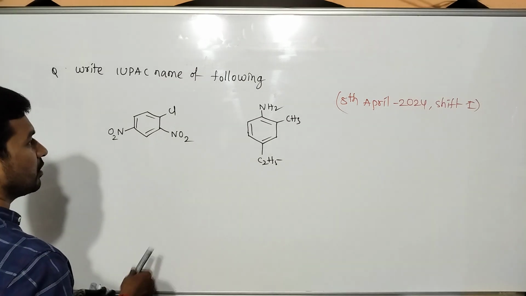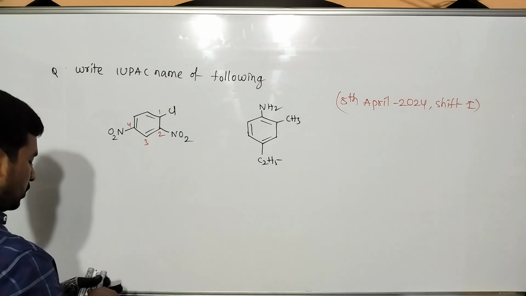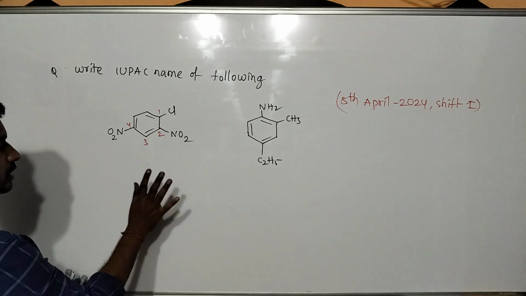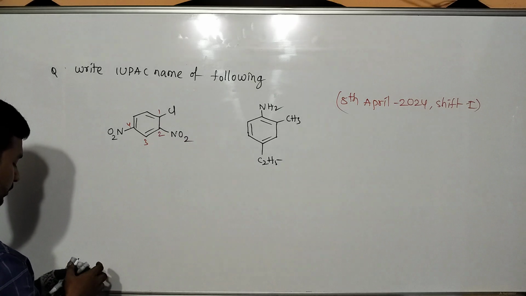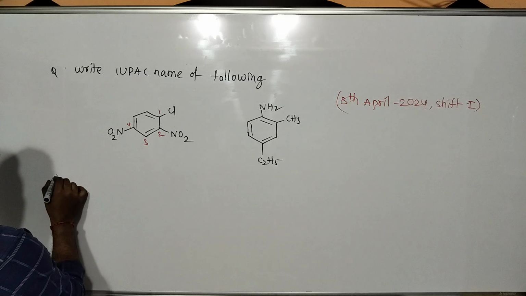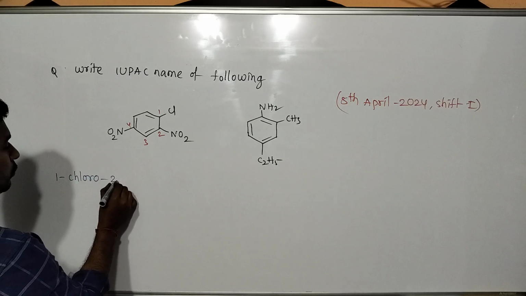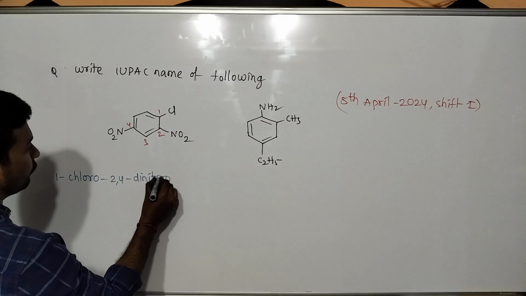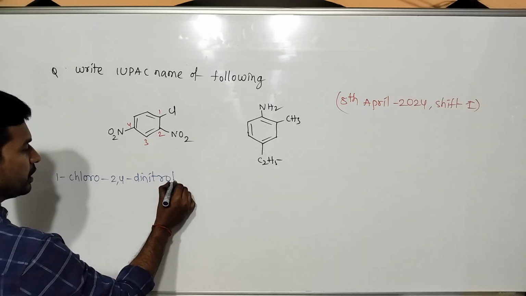First, numbering on the first point of difference rule: 1, 2, 3, 4. So the substituents are 2,4-dinitro. Di is not considered alphabetically, so nitro starts with N, and this is chloro, so C comes first. So what is the IUPAC name? 1-chloro-2,4-dinitrobenzene.